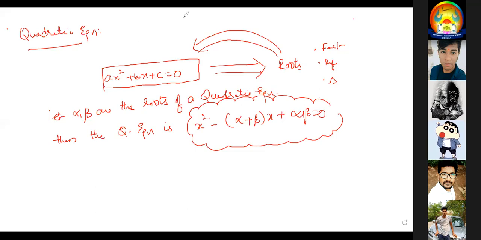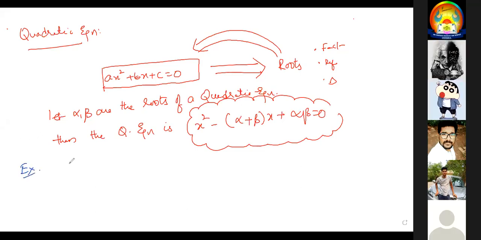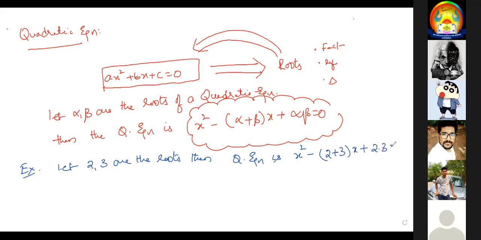An example I'm saying. Let 2, 3 be the roots. Then the quadratic equation is x square minus the sum of both, 2 plus 3, into x plus the product of both, equal to 0. That is x square minus 5x plus 6 equal to 0.